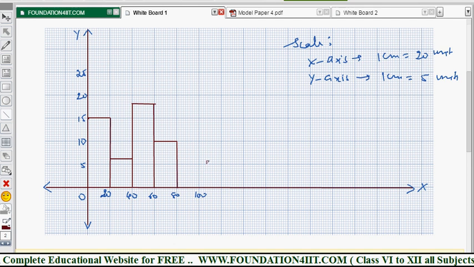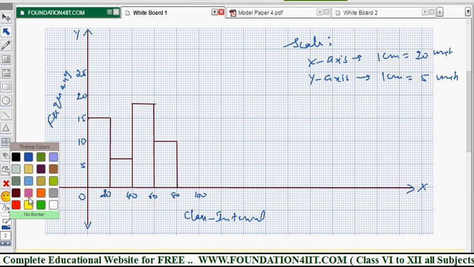Now after constructing this histogram, the highest frequency is 40 to 60. The x-axis is the class interval and the y-axis is the frequency. The important thing now is how to construct the mode. This is the highest frequency bar. That means this is its lower limit and its upper limit. Now this upper limit should be joined to the upper limit of the previous class interval.